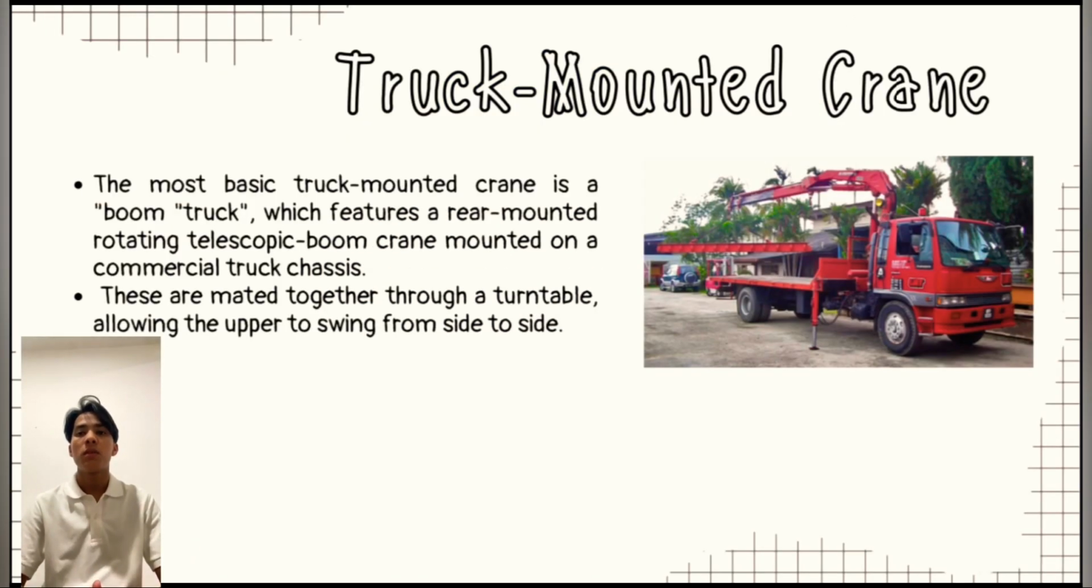Then is the truck-mounted crane. The most basic truck-mounted crane configuration is a boom truck, which features a rear-mounted rotating telescopic boom crane mounted on a commercial truck chassis. Cranes are constructed in two parts: the carrier, often called the lower, and the lifting component, which includes the boom, called the upper. These are mated together through a turntable, allowing the upper to swing from side to side.